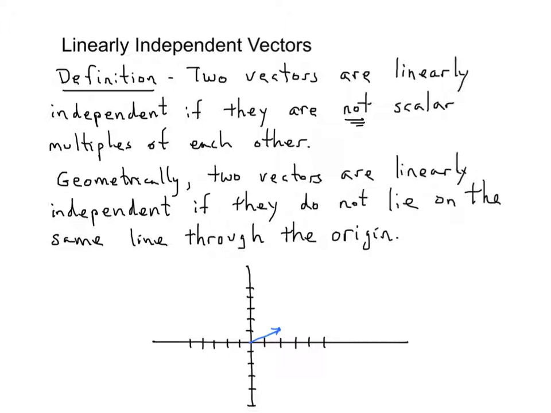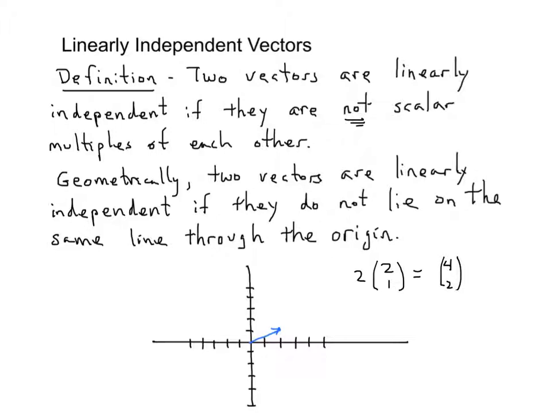Here we are at, well, I can't write 2, 1 so easily, but here we are. We've gone over 2 in the x direction and up 1 in the y direction. This is the vector 2, 1. And I would argue that the vector 4, 2 is not linearly independent because 2 times 2, 1 gives me 4, 2. So these two vectors are scalar multiples of each other.